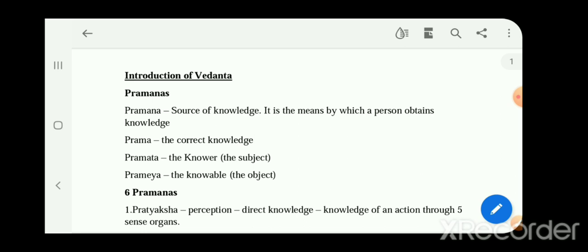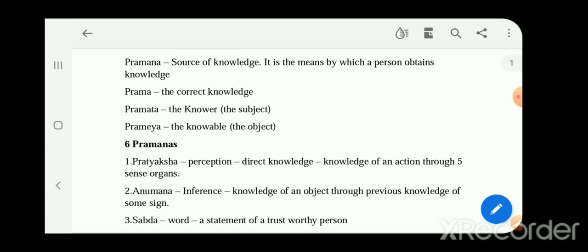So pramana means the source of knowledge which a person obtains, and the second one, prama, means the right knowledge which one has to gain, and pramata means the knower, which is the subject, and prameya means the knowable, which is the object. So this is what it is.